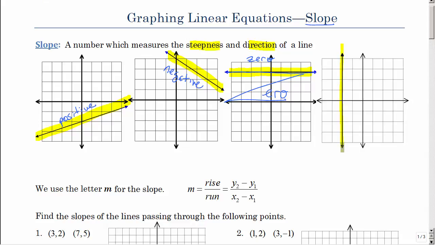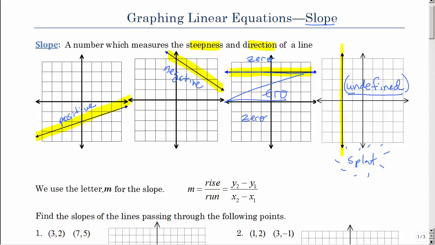What about a vertical line? What if you tried to ski down a mountain like that? What would happen? I think you would fall and you would go splat. And what would happen? You would become undefined. So the slope of a vertical line is undefined, the slope of a horizontal line is 0, and then we have negative and positive slopes.